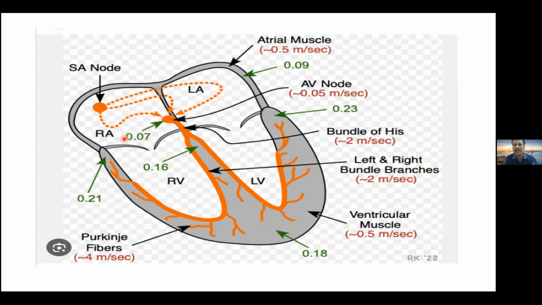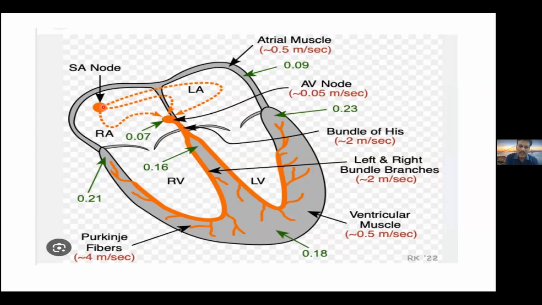0.07 seconds is only 70 milliseconds. You know, every small square is 40 milliseconds, so less than 2 small squares in height and width. This is represented by the 0.07. From this impulse to this area is less than 2 small squares. Now you see 0.16, which means 4 small squares. I told you every small square is 40 milliseconds. Every 5 small squares make a big square in the ECG, and this will be 200 milliseconds.